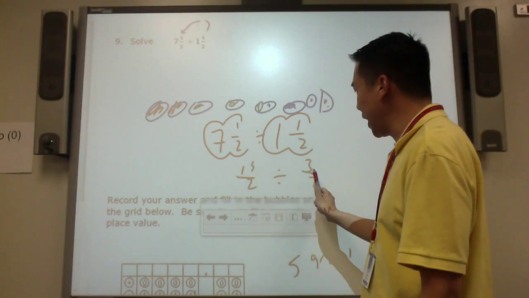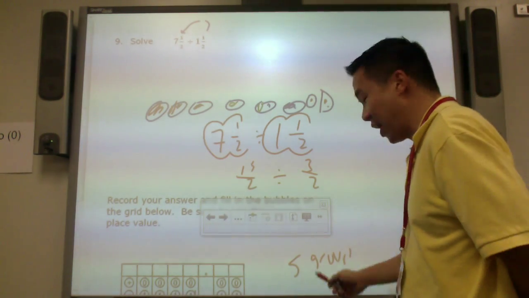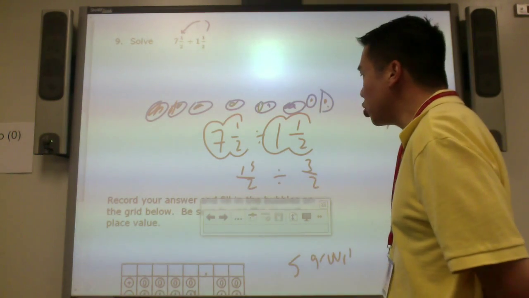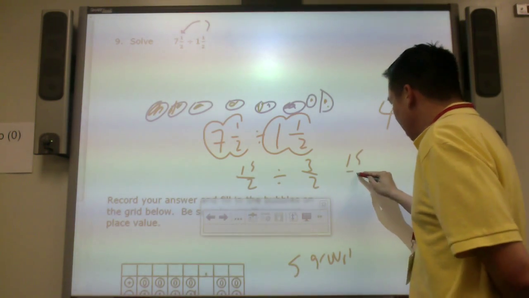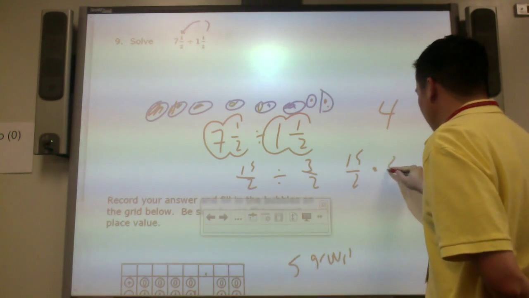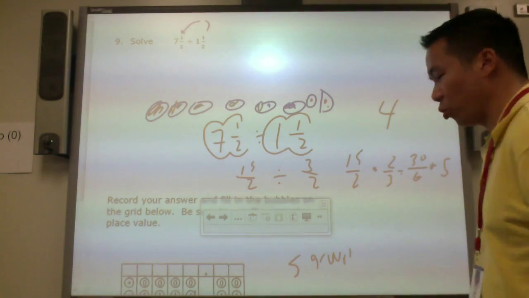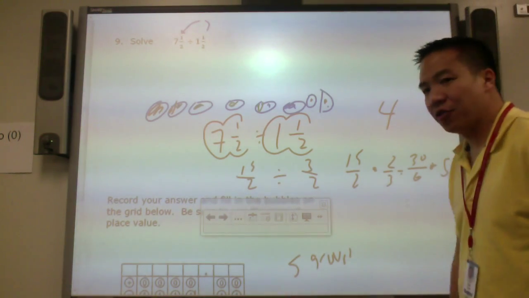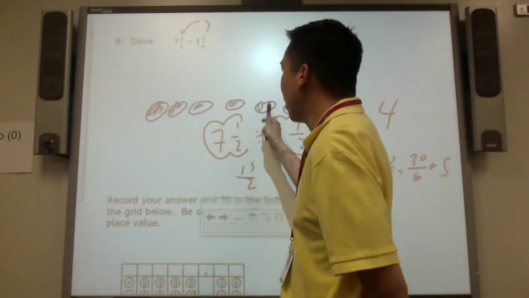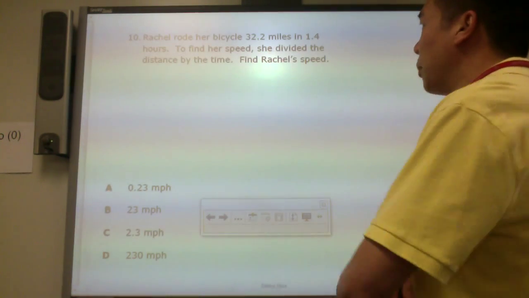How many 3 halves go into 15 halves? We could say 5 groups, that you do in your head, or you just do the reciprocal of it. Keep, change, flip this to 2/3, and you get 30/6 or 5 wholes. So 5 groups of 1.5 go into 7.5.